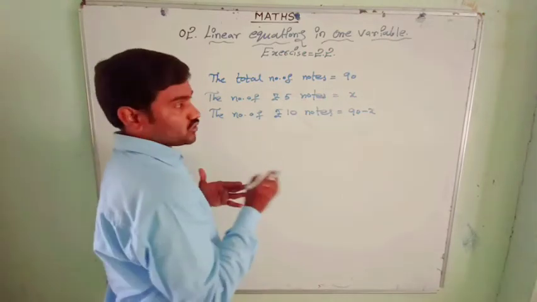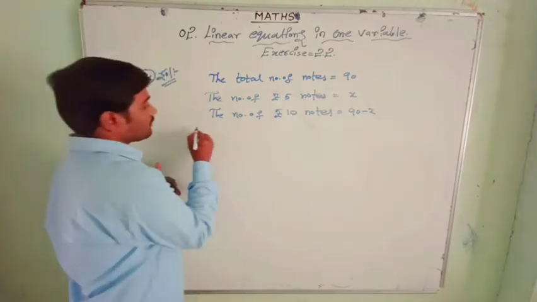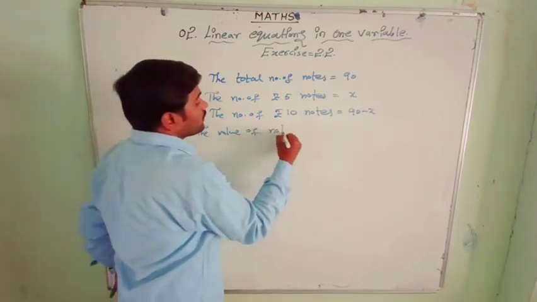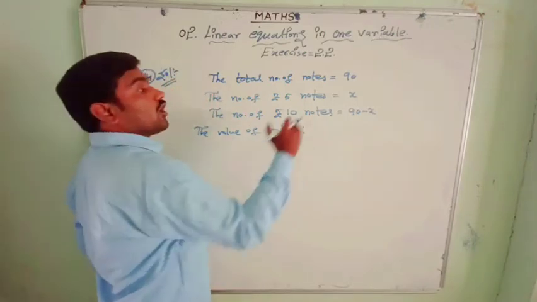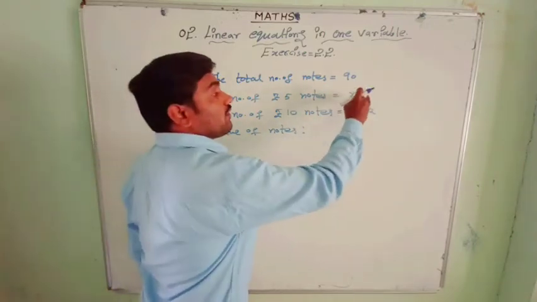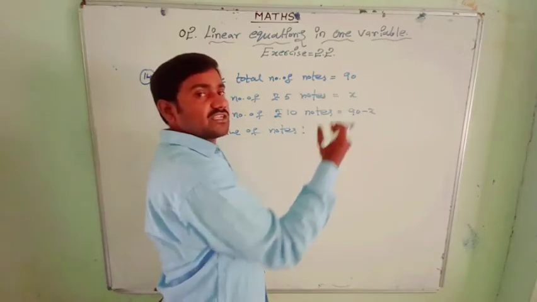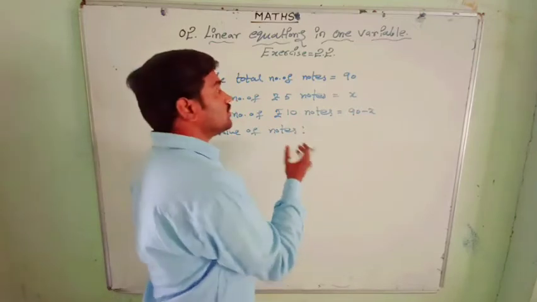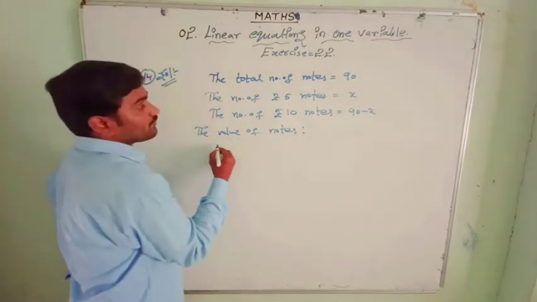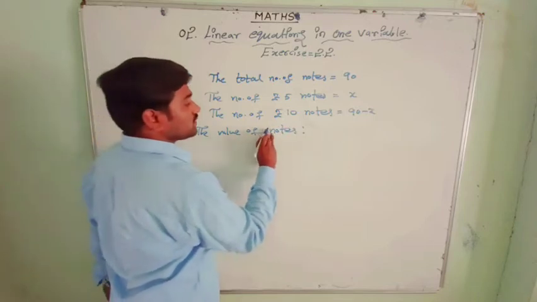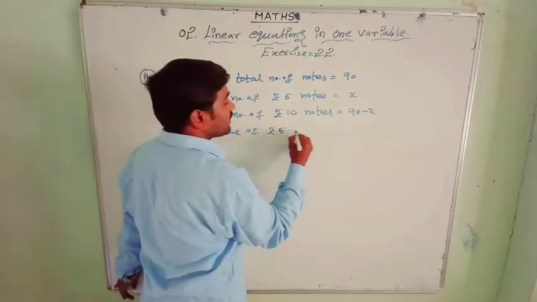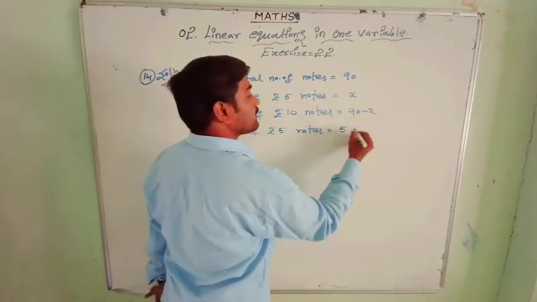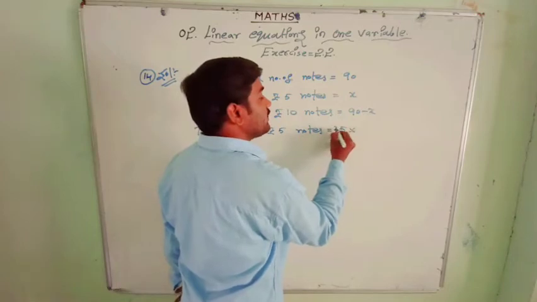The value of the notes we should know. How many 5 rupees notes are there? If there is 1 note, it costs 5 rupees. If there are 2 notes, there will be 10 rupees. So the value of the rupees 5 notes equals 5 into x, that is 5x rupees.